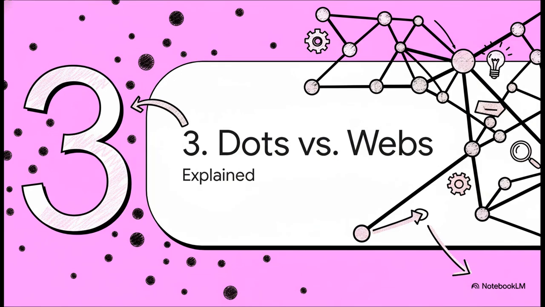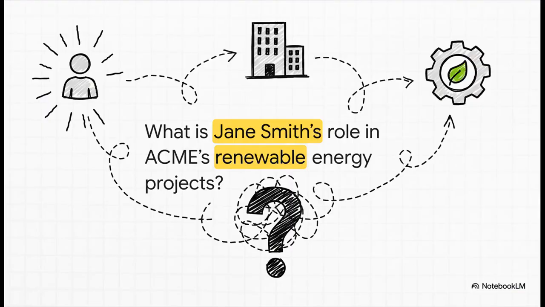That all sounds great in theory, right? But let's make it real. We're going to walk through a super practical example to show you the actual real-world difference between just finding dots and following a web. So the enthusiast throws out a pretty common business question. Answering this isn't about finding one document. The system has to connect three totally separate things: a person, Jane Smith, a company, Acme, and a specific project.